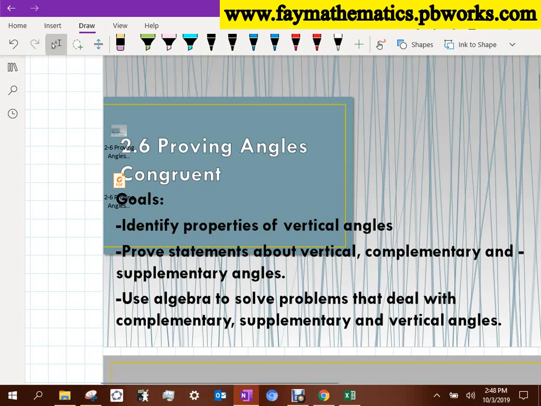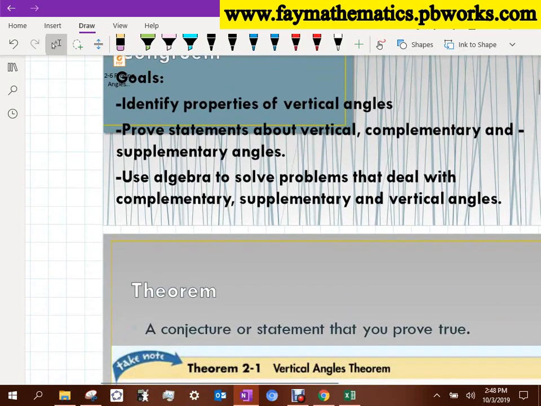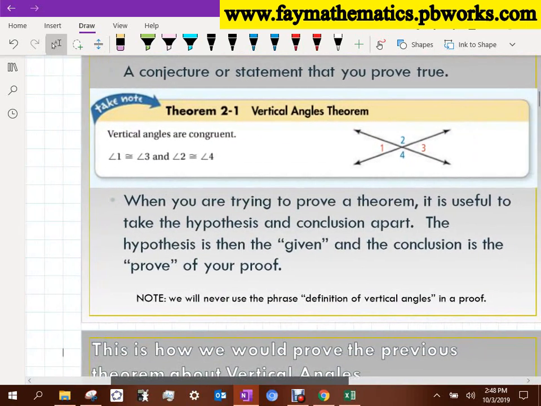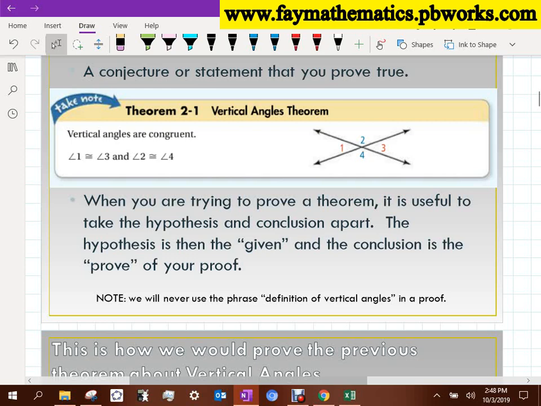All right, so it talks about proving angles. This section deals a lot with just solely looking at certain types of angles and being able to identify them to be congruent. One that is very common sense is that if I have two right angles, what can you say about any two right angles?